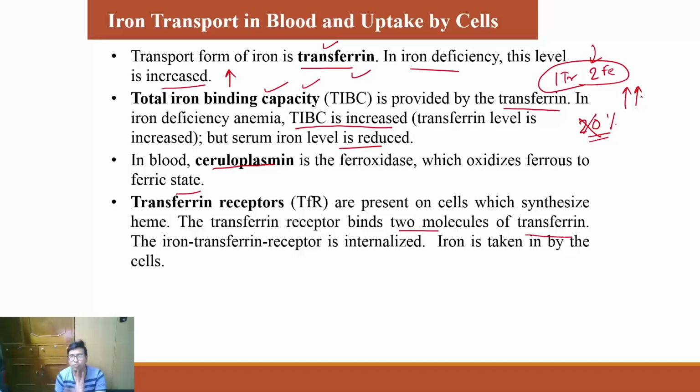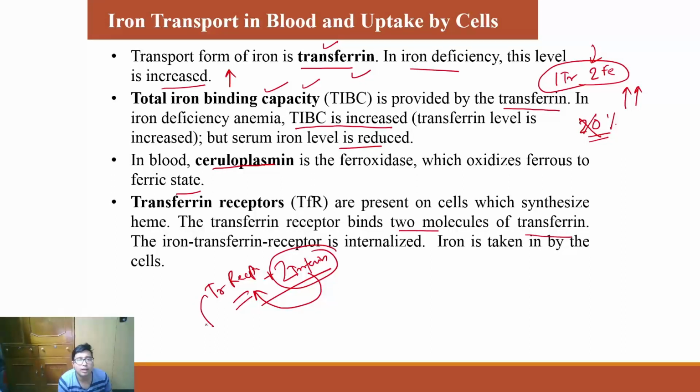Now what happens, see over here. A transferrin receptor will bind to 2 molecules of transferrin. When 2 molecules of transferrin are bound with the transferrin receptor, the iron molecules will be internalized in the cells. This is actually the next step of the diagram of which you took a screenshot. Again, I am going back and forth. You hate back and forth, right? But this is important for this one.